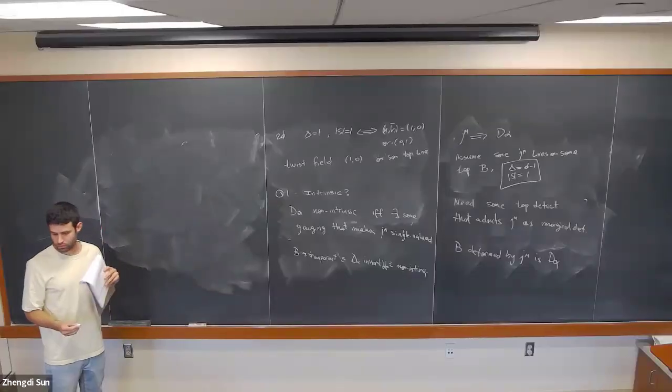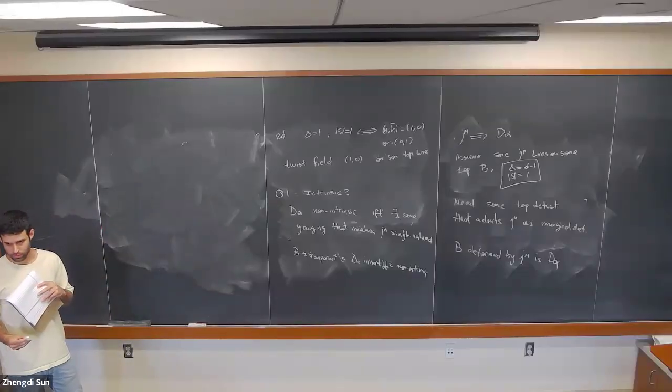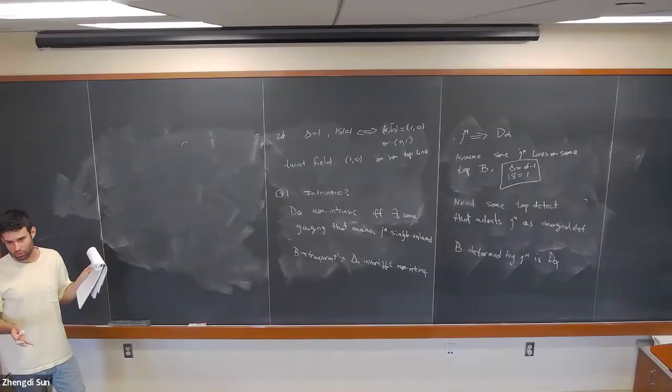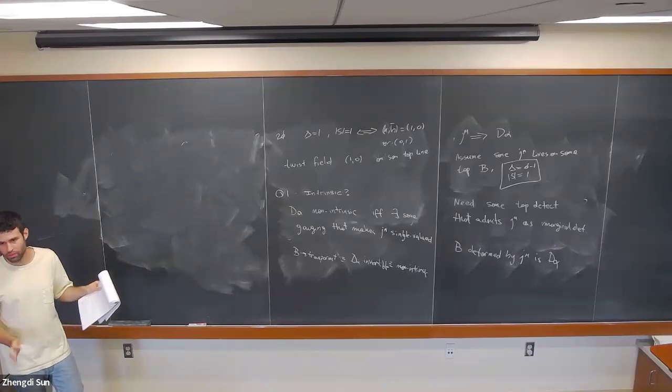But sorry, what defect would you want them to end on? Like a line or codimension one? It doesn't matter because once you have something, you can start following it, and then it also gives you. In 2 dimensions, it's super easy because they only have line.